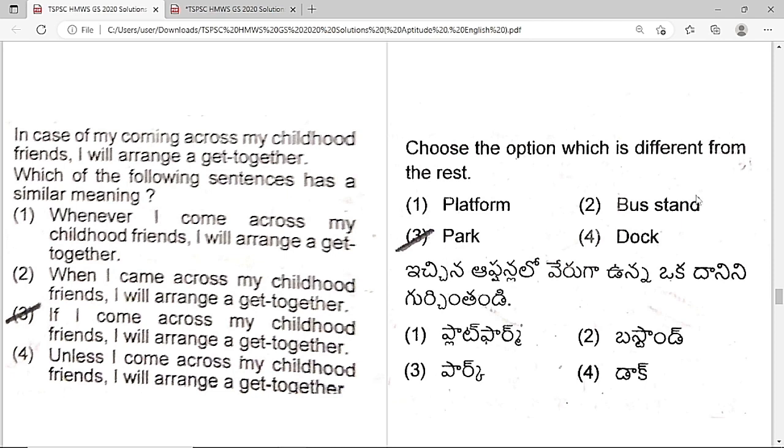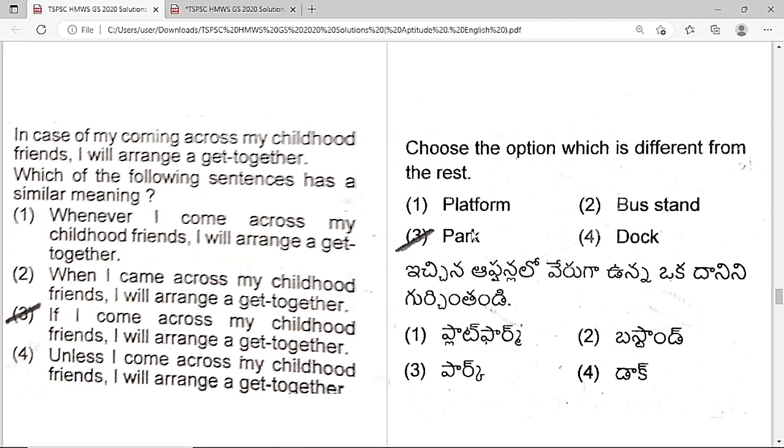So here the trains are going to come, here buses are going to go, and here we are going to have the ships, whereas here people are going to go. So we can say this is different from the remaining things. Option C, park is the correct solution of this question. Platform, bus stand, and dock are the halting places, so all except park are the halting places for the various transport means.